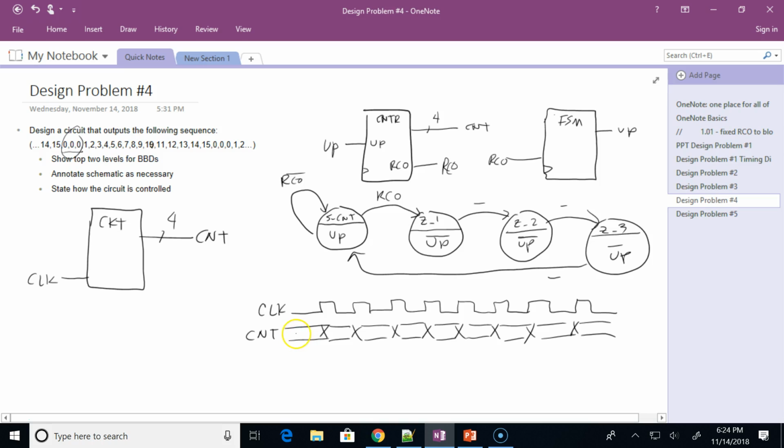And I'll start it at something arbitrarily, like we'll say 14. Okay, I need to see the RCO, and I need to see a state. Okay, that should be good. So here's 14 goes to 15, and that's when the RCO turns on. And then the next state is going to be 0. Okay, so the important part here is that I get the state right. Okay, so I know it's already getting kind of messy here.